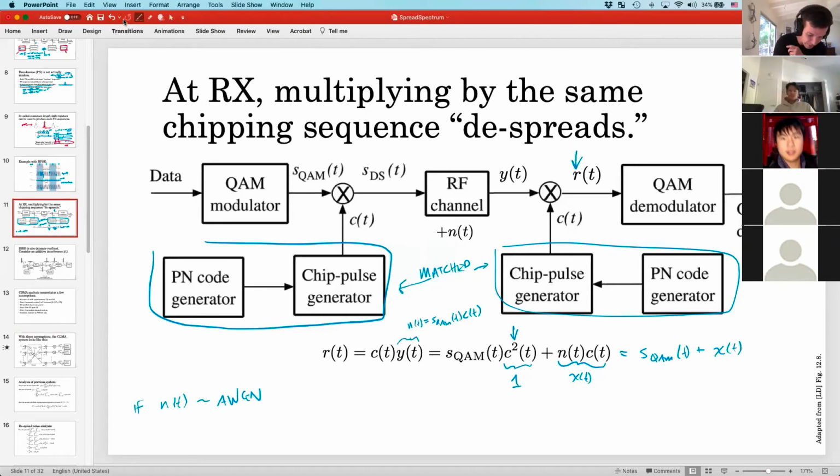And so let's say that we had, let's add into this chipping sequence 2 times someone else's data, so S2 of t, in which case this line at the bottom, our received signal, would be my signal times my chipping sequence squared, which we've said is 1, plus your signal times your chipping sequence times my chipping sequence, plus the noise. And so this is why you want to choose a code. You want this to be small. You want this to be close to 0.